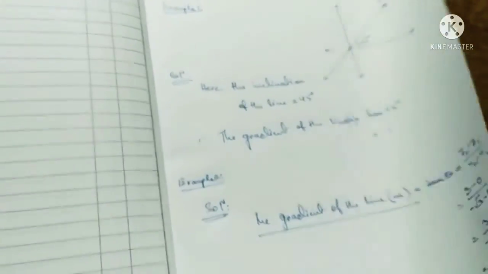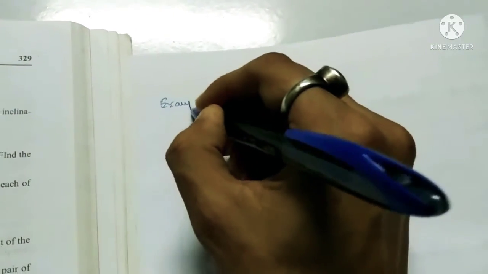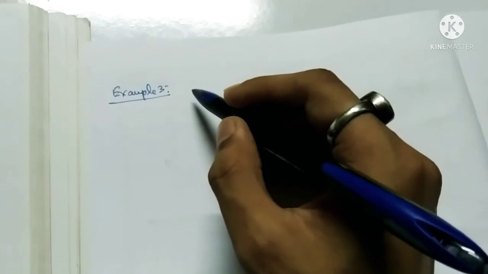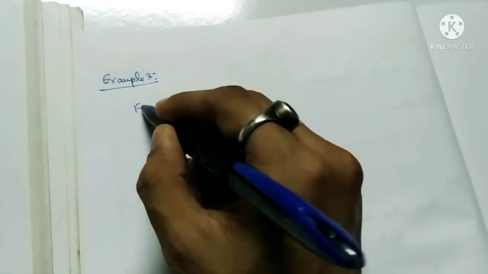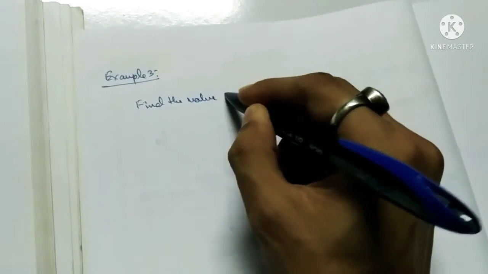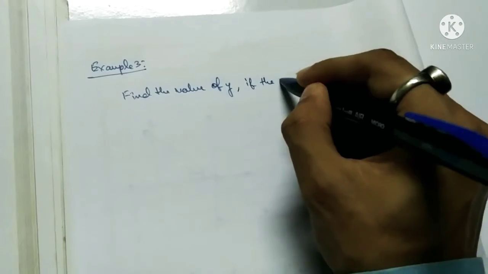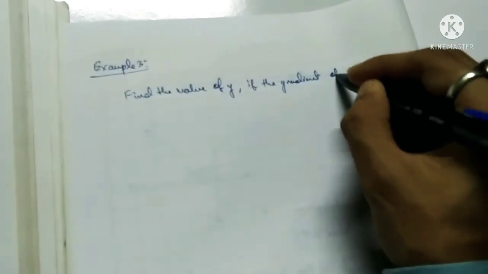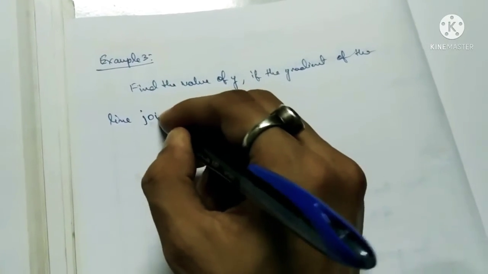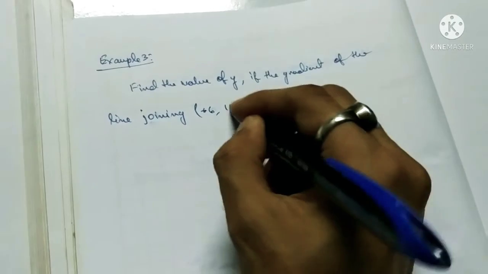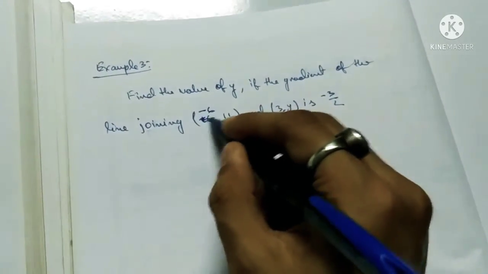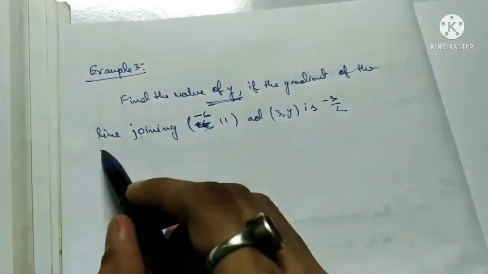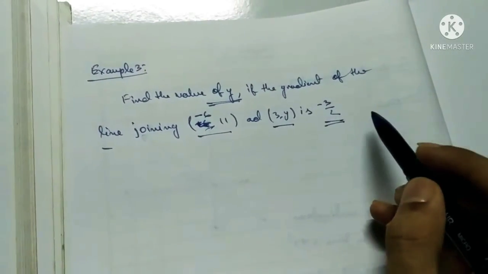Next is our example, example 3. Find the value of y if the gradient of the line joining the points (-6, 11) and (3, y) is minus 3 by 2. I have to find the value of y if the gradient of the line joining these two points is minus 3 by 2.